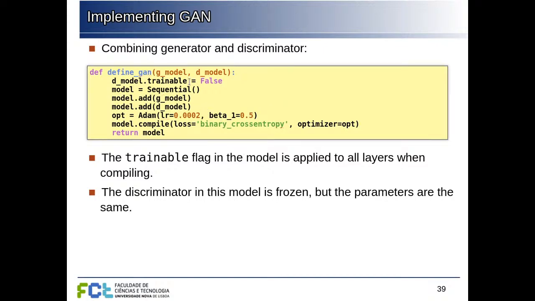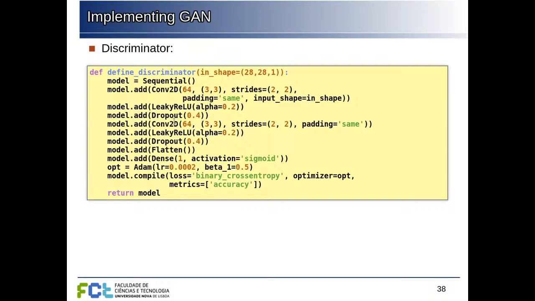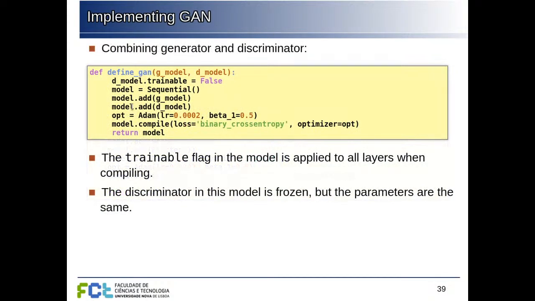But this is the trick here. We are creating a model that is trainable, but we are then including it into a larger model where that model is frozen. So now we have two models that we can train: the discriminator alone and the GAN with the generator that is trainable and the discriminator that is frozen.